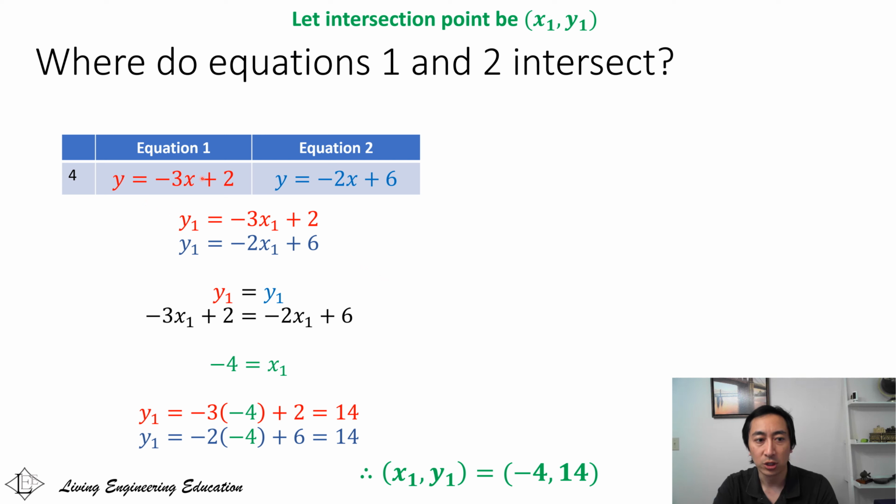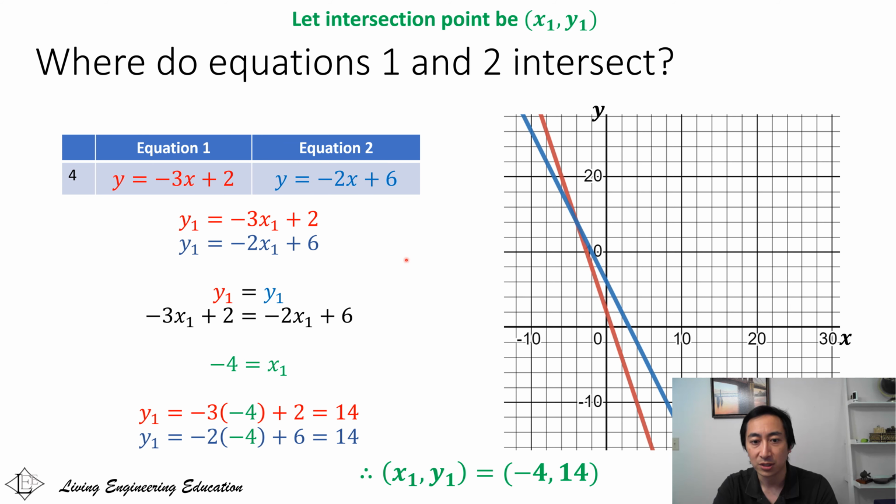Now I'm looking at these. Which equation has the larger slope? Well, they're both negative, so -2 is larger than -3. So after the intersection point, I expect the blue line to be above the red line. Let's see if we're consistent with that. So there's my point of intersection, 14. After the point of intersection, the blue line is above the red line. So it's consistent with what we talked about earlier.